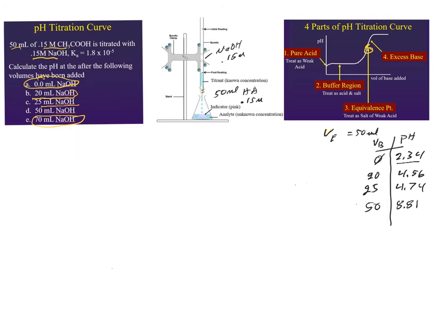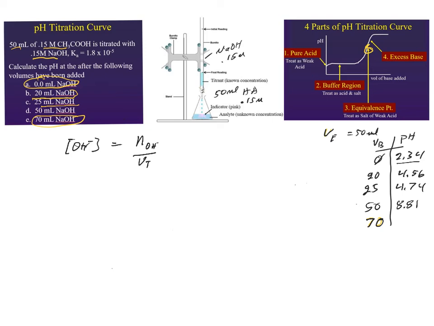Now we're going to go for our final point at 70 mils. Whoops, let me put on the dark. 70 mils. And we've gone past the equivalence point. We've gone 20 mils past the equivalence point. And basically speaking, in the excess base region, the hydroxide concentration is the moles of hydroxide excess divided by the total volume, okay?